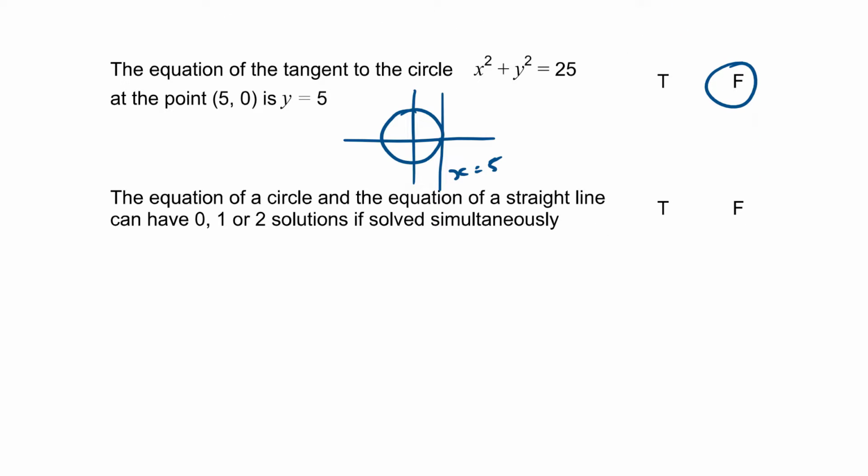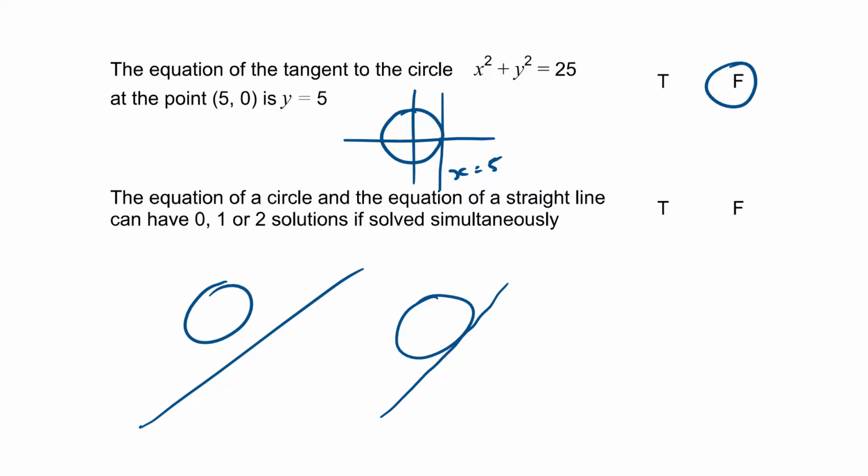The equation of the circle and the equation of a straight line can have 0, 1 or 2 solutions if solved simultaneously. Yeah, they can, because either you've got a circle and a line which miss, or you can have a circle and a line that just touches it, so it's a tangent, or you can have a line spearing through the circle like that. So there are 2 points of intersection. So 0, 1 and 2. So that is totally true.